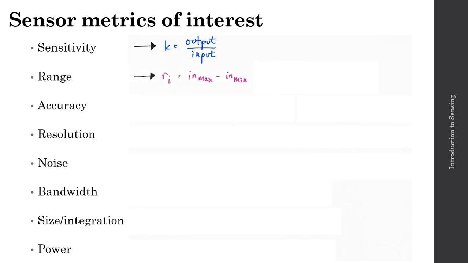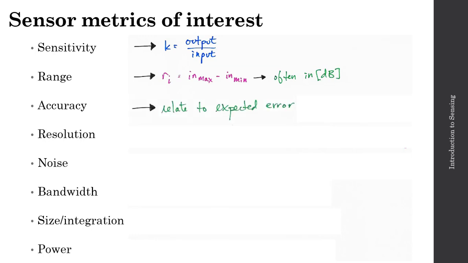The range, we'll define that as R sub I, so that'll be the input range. And R sub I is equal to the maximum input that the sensor can handle minus the minimum input that the sensor can handle. And you'll often see this listed or described in terms of decibels, dBs.